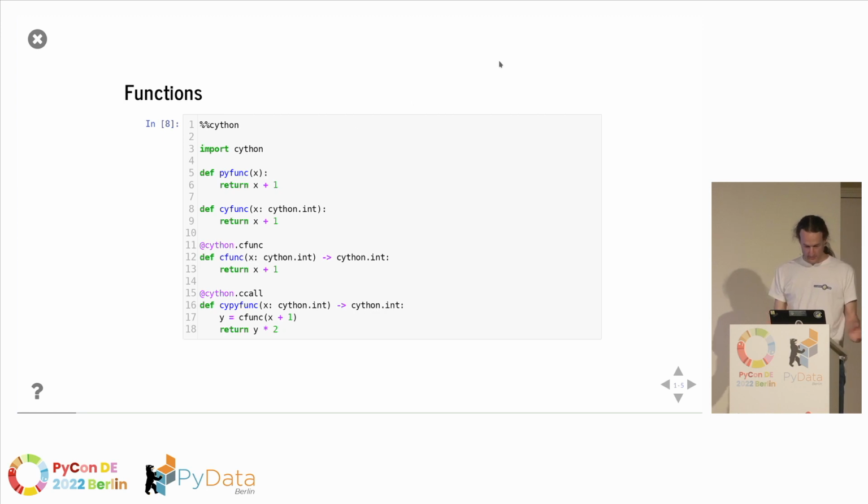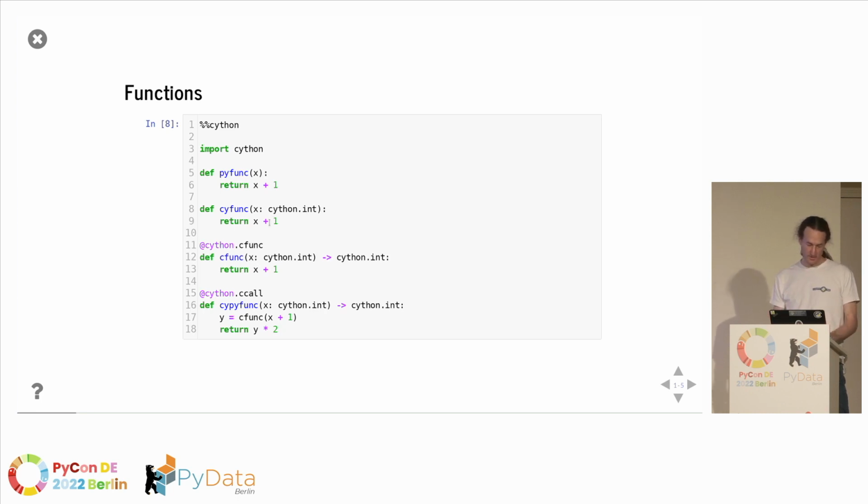OK, so functions. There are a couple of different function types in Cython, which is because it interacts with C code. So you need a way to have code callable from C code, for example. And this is a normal Python function. This is a Python function here that uses type annotations.